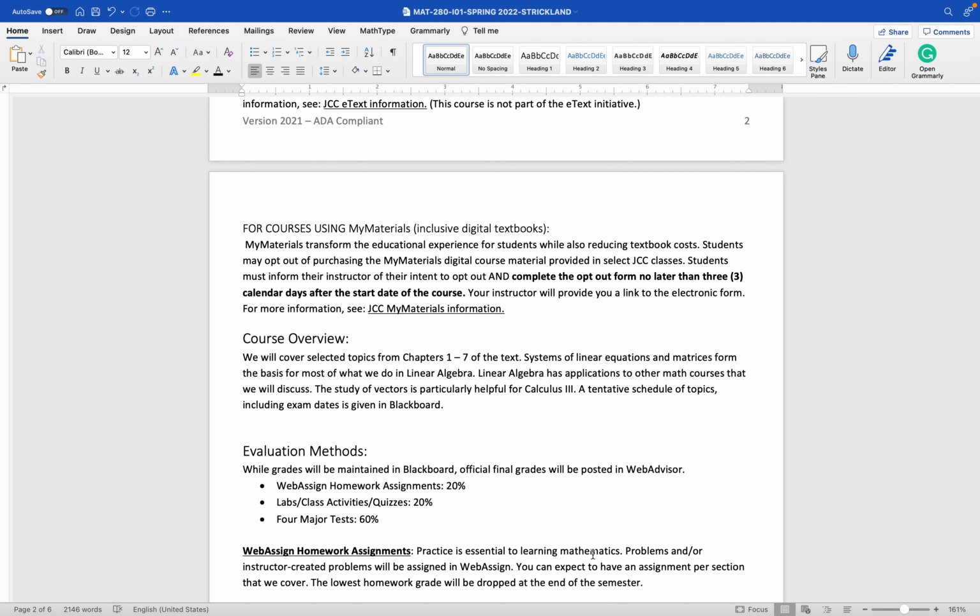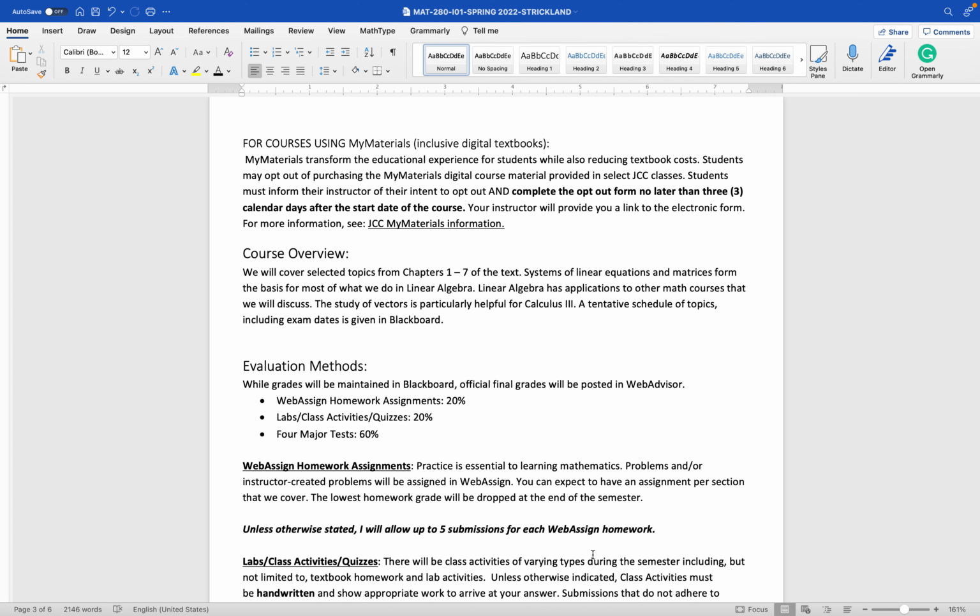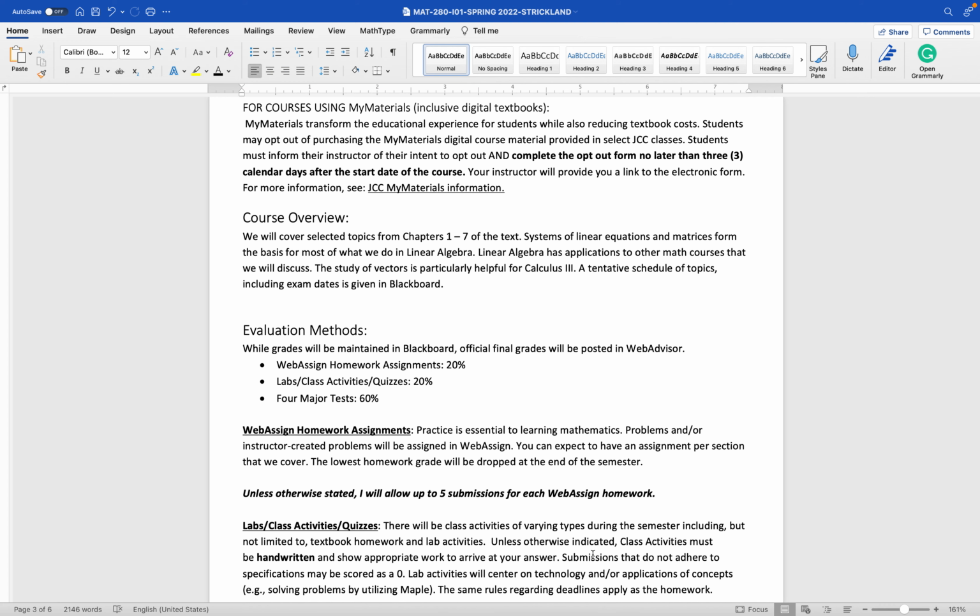For the course overview, we will cover selected topics from chapters 1 through 7 of the text. Systems of linear equations and matrices form the basis for most of what we do in linear algebra. Linear algebra has applications to other math courses that we will discuss. The study of vectors is particularly helpful for Calculus 3. A tentative schedule of topics, including exam dates, is given in Blackboard.